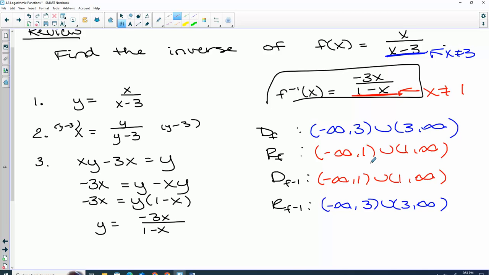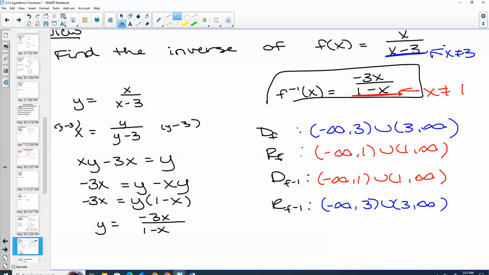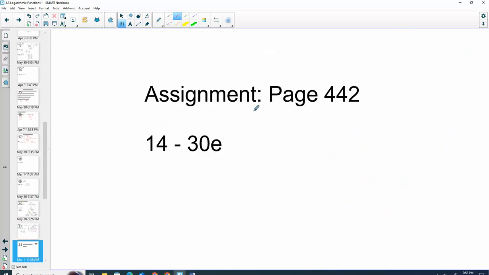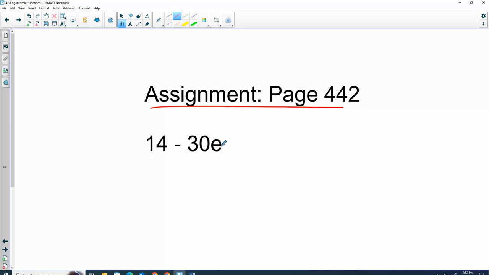Alright. We will do some more review problems tomorrow, but I want to do an inverse today, and I'll do another one tomorrow. So the assignment for today: page 442, 14 through 30 even.